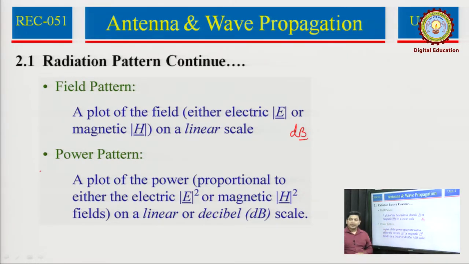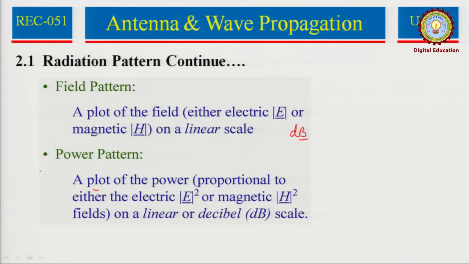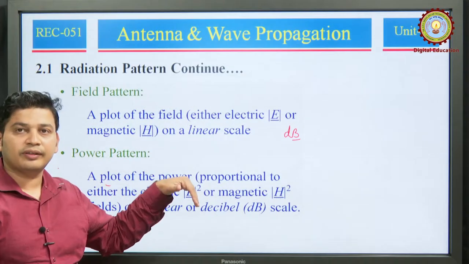Whereas what is power pattern? This is the plot of the square of the magnitude of this value. So again, a plot of the power, which is the square of the magnitude of either electric field or magnetic field, related to a space coordinate system. So this way we can clarify what is field pattern and what is power pattern.